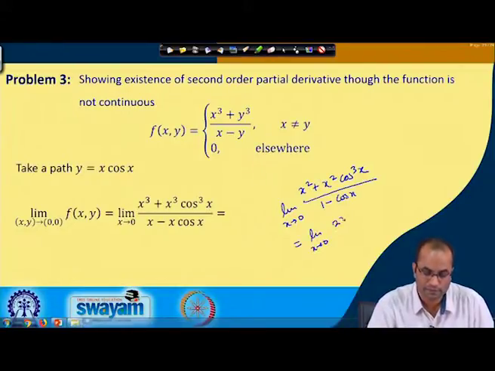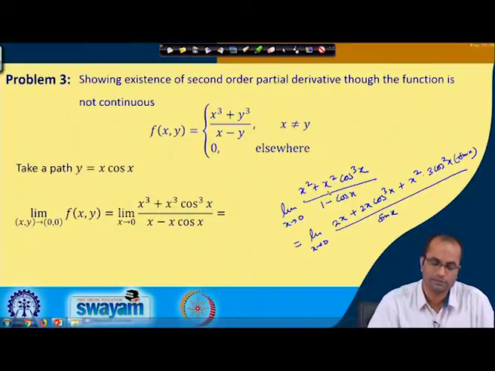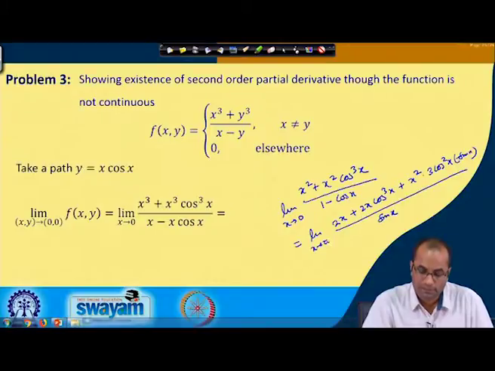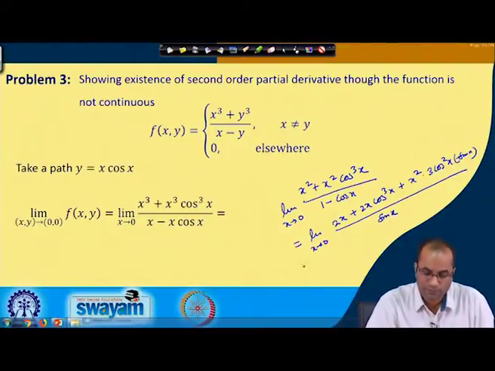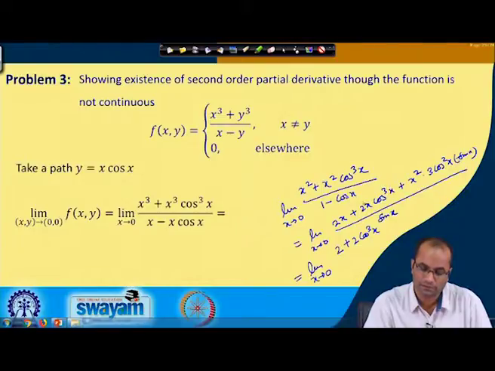So, 2x plus again 2x with the cos cube x plus the x square, and then this will become 3 cos square x with minus sin x, and divided by this sin x, the derivative of minus cos x being sin x. But again we see it is a 0 by 0 form. So, we have to apply the L'Hopital rule again. So, here we have 2 without x, and in this case also we will have 2 without x when we do this derivative, the product rule on cos cube x, and in the rest the x will appear.